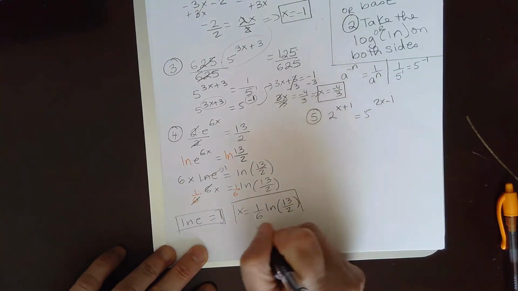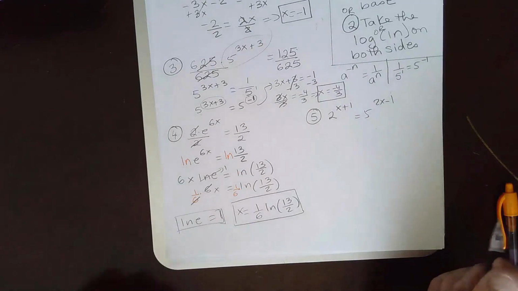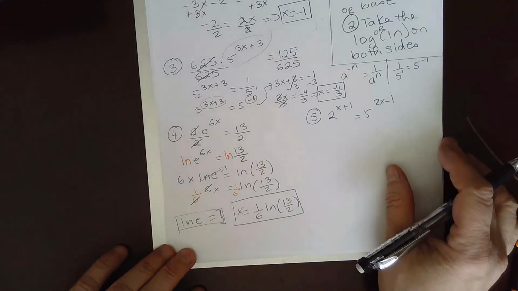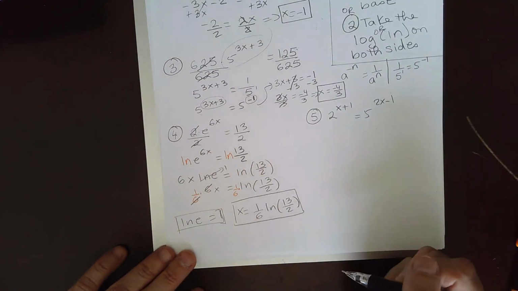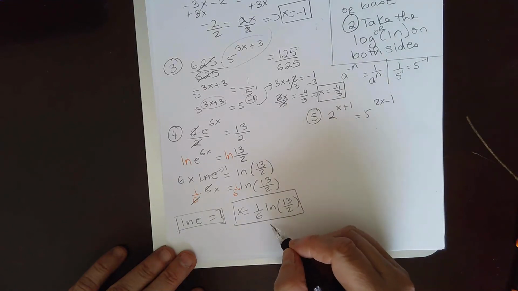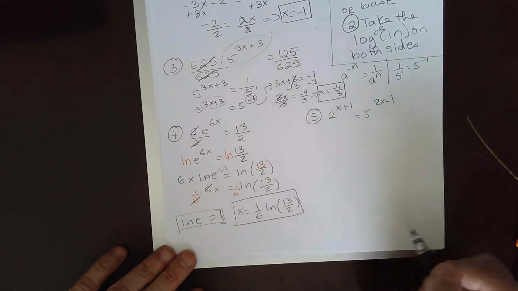A lot of times you'll be asked to give the exact solution. Sometimes they'll ask you to approximate it. So this is where you bring your calculator and you solve. Okay, 1 over 6 times ln 13 over 2.